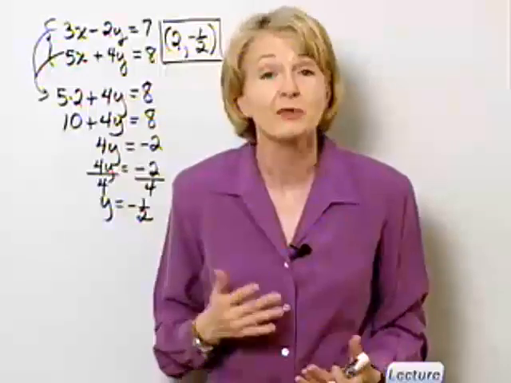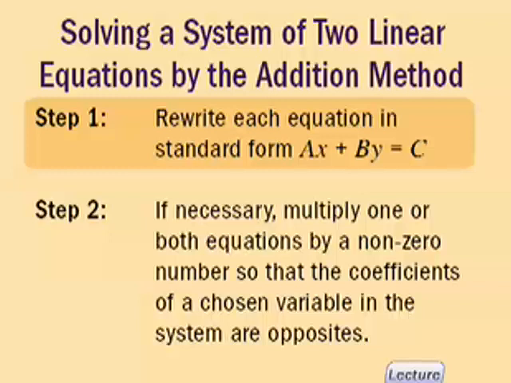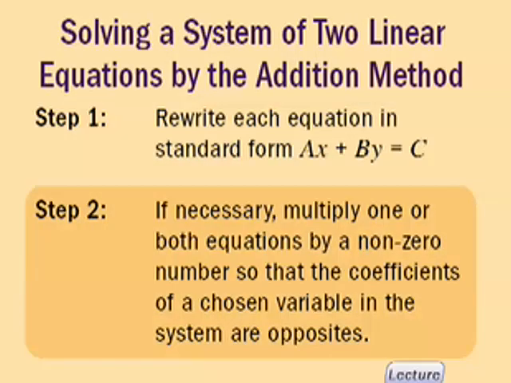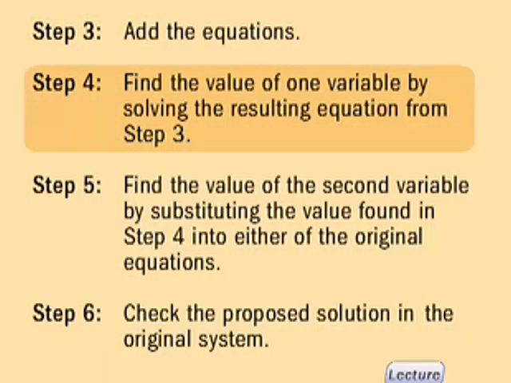Now let's look at some steps we can use then for solving systems of equations by the addition method. Step 1, rewrite each equation in standard form, that is ax plus by is equal to c. Step 2, if necessary, multiply one or both equations by a non-zero number so that the coefficients of a chosen variable in the system are opposites. Step 3, add the equations. Step 4, find the value of one variable by solving the resulting equation from step 3.